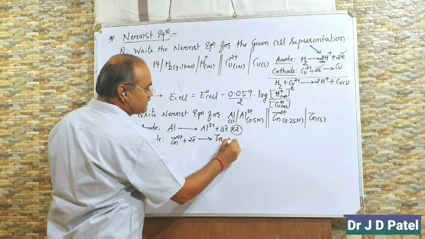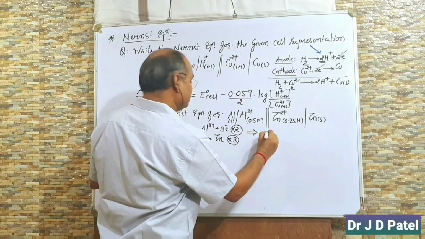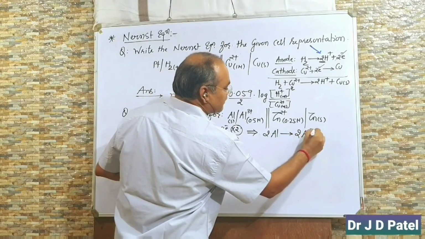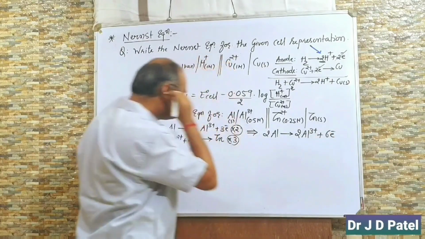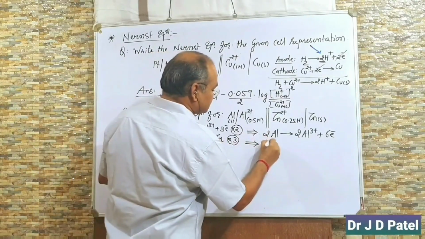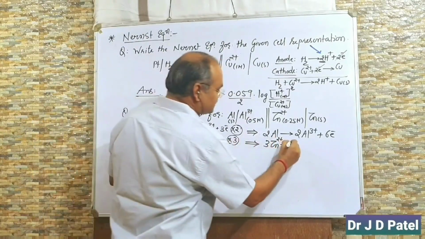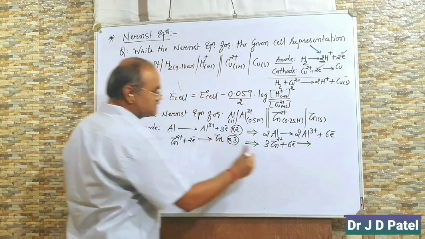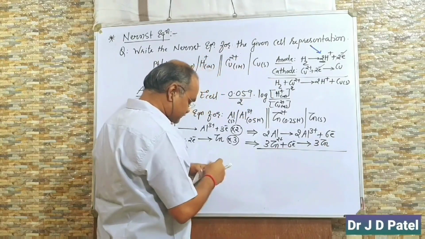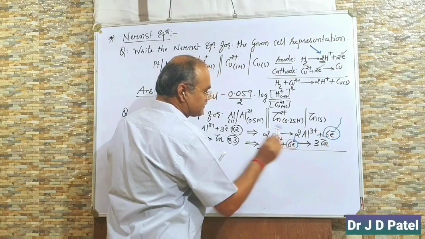If I multiply by 2, then this will become 2Al gives 2Al3+ plus 6 electrons, 3 times 2 is 6, and this will give me 3Zn2+ plus 3 times 2, 6 electrons, gives 3Zn. So the number of electrons transferred is 6, right? So I will not write anything here. n is equal to 6.